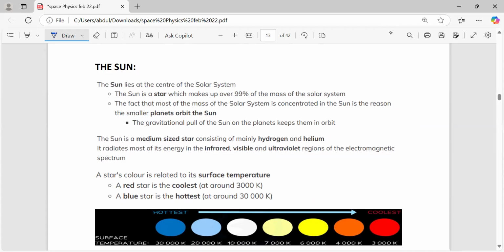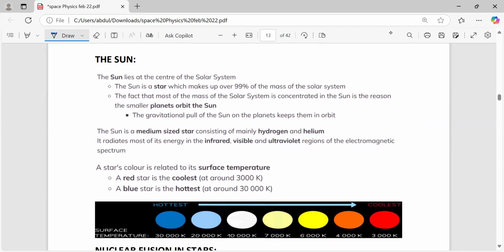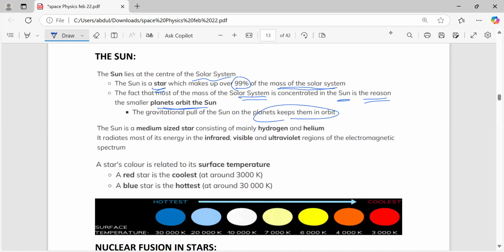Okay, now the sun lies at the center of the solar system. The sun is a star which makes up over 99% of the mass of the solar system. The fact that most of the mass of the solar system is concentrated in the sun is the reason the smaller planets orbit the sun. More mass means more gravitational pull. That's why the planets with smaller mass are all orbiting around the sun. The gravitational pull of the sun on planets keeps them in orbit, which we discussed a few moments back.